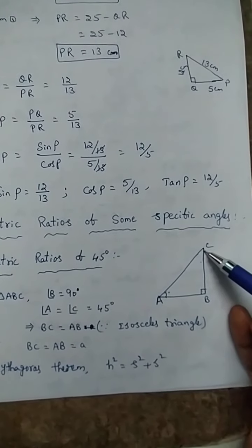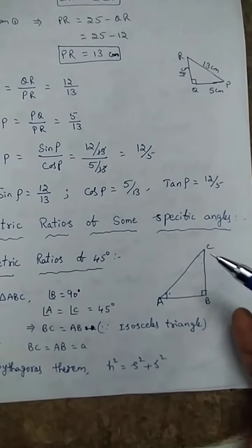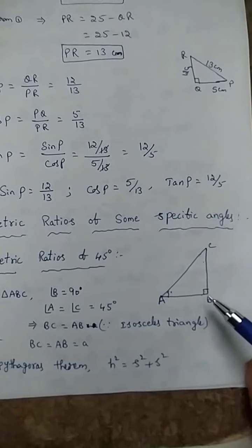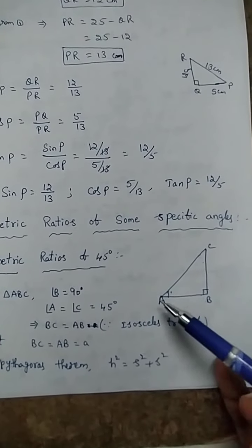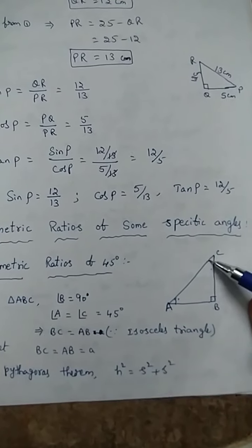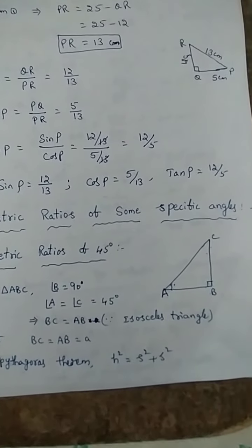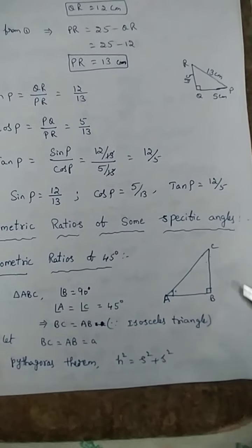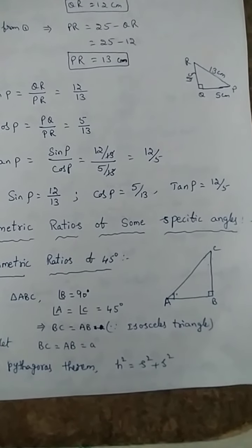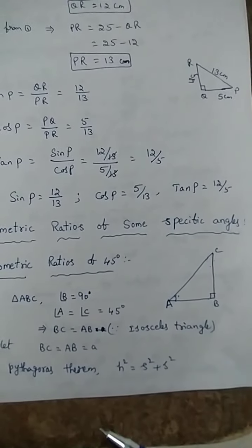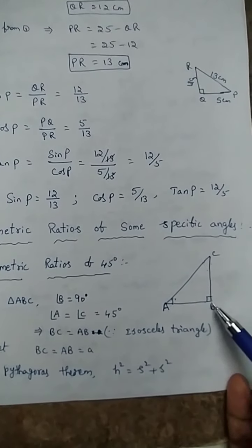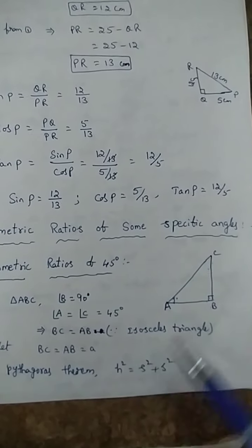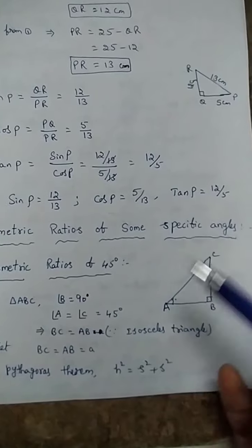Why? Because the sum of these two is 90 degrees, so if one is 45, the remaining one is also 45. Here, in the right angle triangle, angle B is 90 degrees and angle A is 45, so automatically angle C is 45 degrees based on the angle sum property. If two angles in a triangle are equal, that is an isosceles triangle. Already it has a 90 degrees angle, so it is a right angle, and since the isosceles property is also satisfied, then it is called an isosceles right angle triangle.